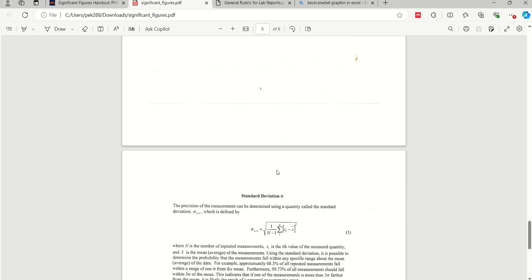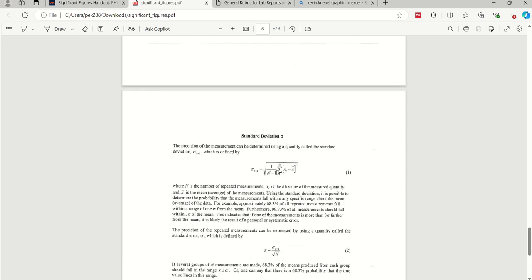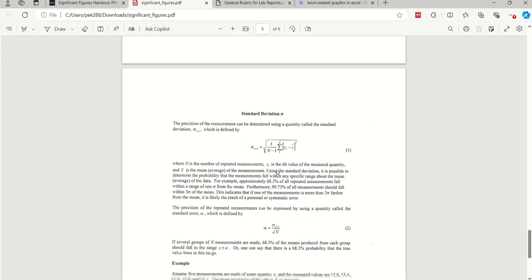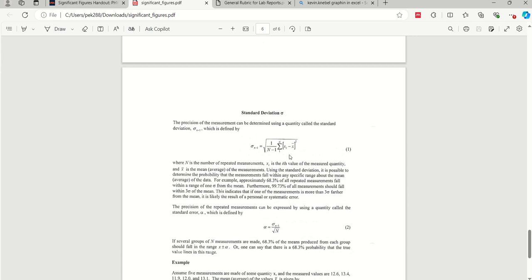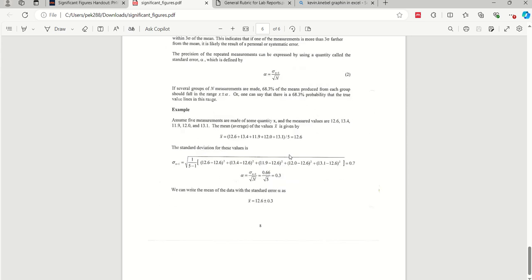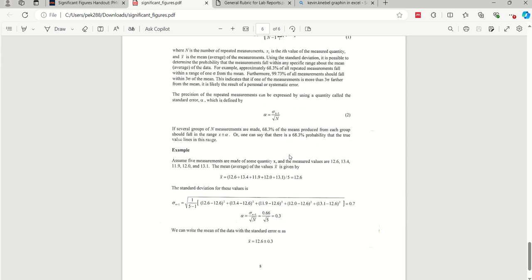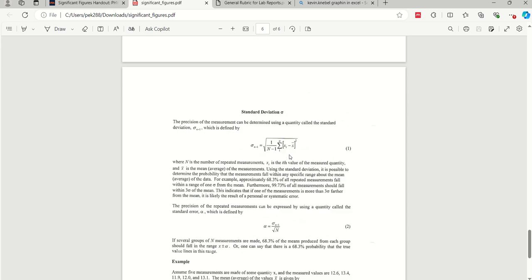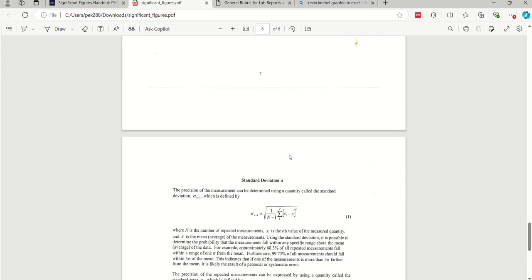And then of course standard deviation. I think a couple of our lab reports ask for this, not all of them, but you should know how to do standard deviation, and that's given right here. So that's the three main things that you need to take from this document. So if they ask you how to do percent error or standard deviation, you could always refer to this.